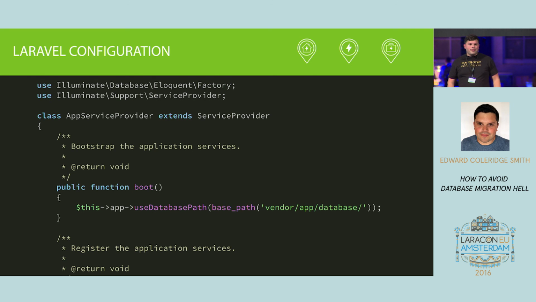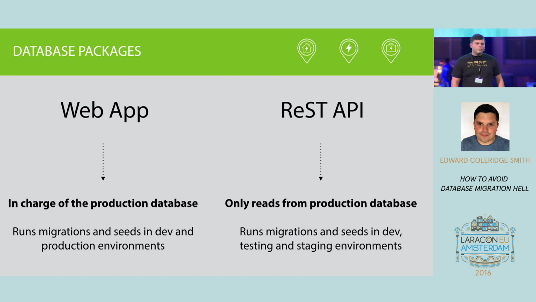And again, in the API package, you can make the same call in your app service provider, or you could even create a new service provider that tells Laravel where this database directory is, so it's exactly the same as in the web app. So now what we've achieved is a web app that's in charge of the database and changes the schema, seeds it, does everything that you need it to do in production. And then we have a second Laravel project, which contains our API, and that can spin up a database so that we can run tests and things like that against it.